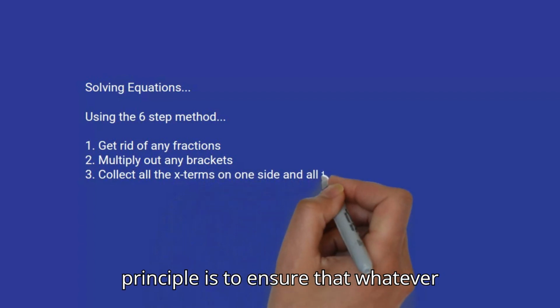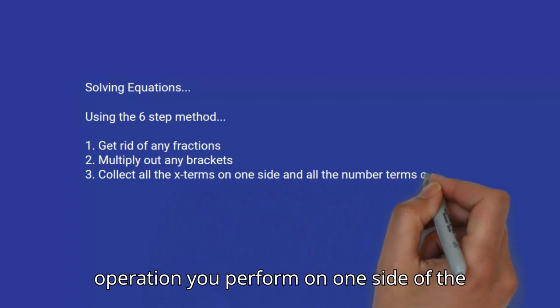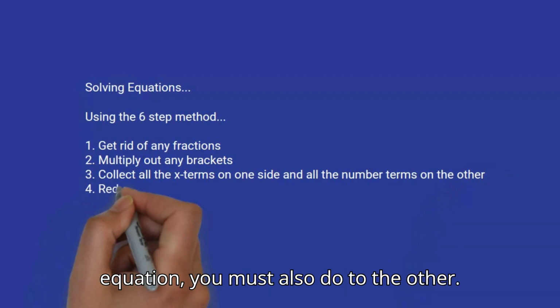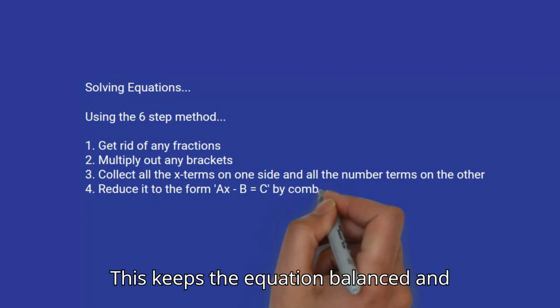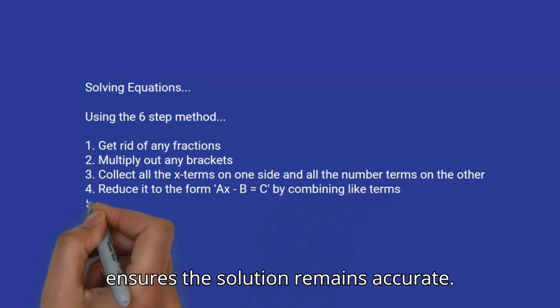The first principle is to ensure that whatever operation you perform on one side of the equation, you must also do to the other. This keeps the equation balanced and ensures the solution remains accurate.